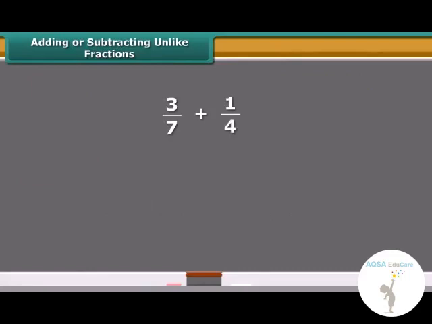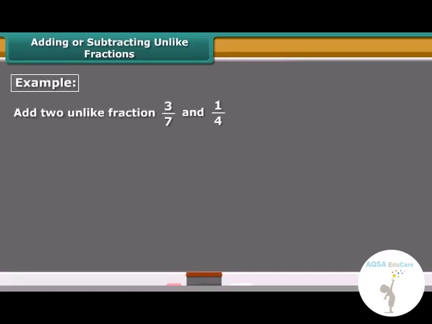It is also not very difficult to add unlike fractions that do not have the same denominator. When we have to add or subtract these fractions, we first find equivalent fractions with the same denominator and then proceed. For example, 3 upon 7 and 1 upon 4 are two unlike fractions.